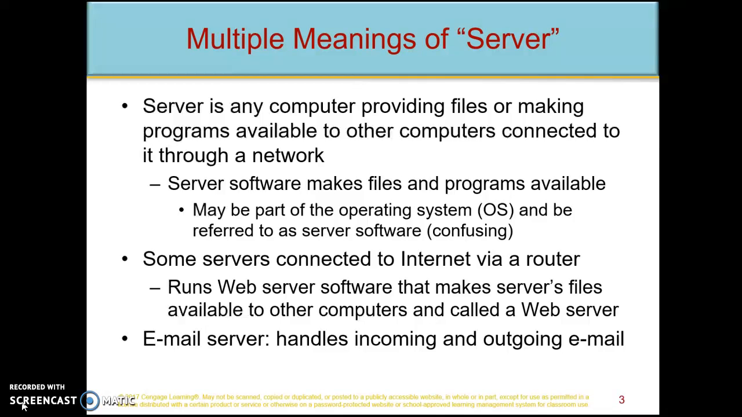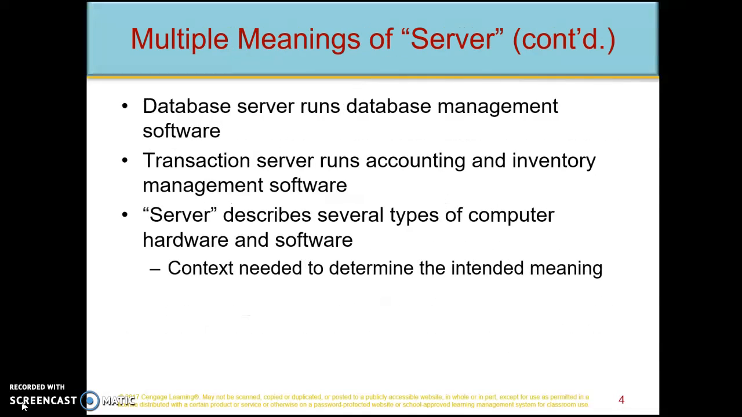An email server is what handles incoming and outgoing email. A database server runs database management software. A transaction server runs accounting and inventory management software. So basically, we have different types of servers. And so a server describes several types of computer hardware and software. And again, a server could be referred to as hardware, and it can also be referred to as software.